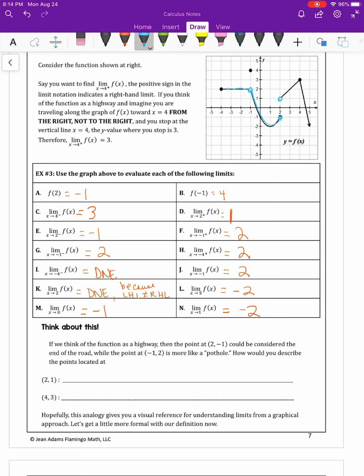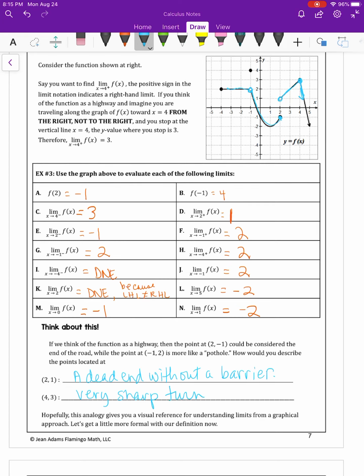Okay, so there's a point at 2, 1. This would be like a dead end without a barrier, because that's an open circle there. What about 4, 3? What about this point right here? That to me looks like a very sharp turn. Let's say you're traveling on the road here, and then you have a very sharp turn, but you can at least continue on the road.